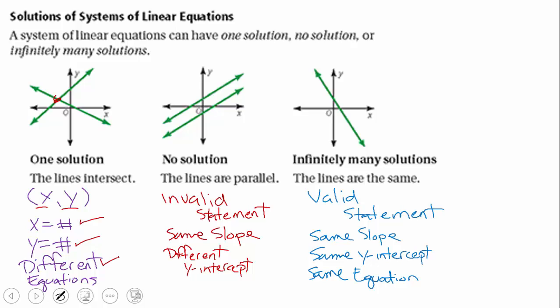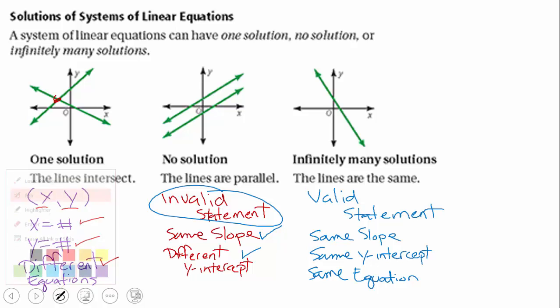And then in our last video, we solved special systems of equations, and we got parallel lines if you were to graph them. If you solved them with substitution or elimination, you had an invalid statement, meaning that the slope is the same and the intercepts were different.